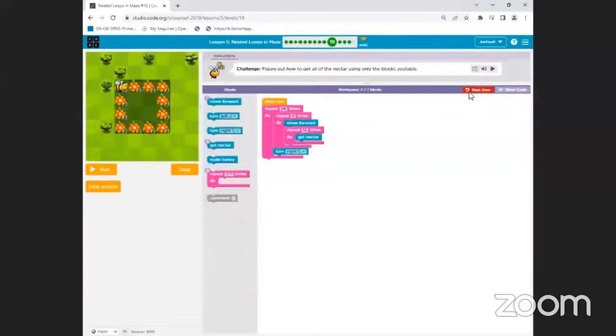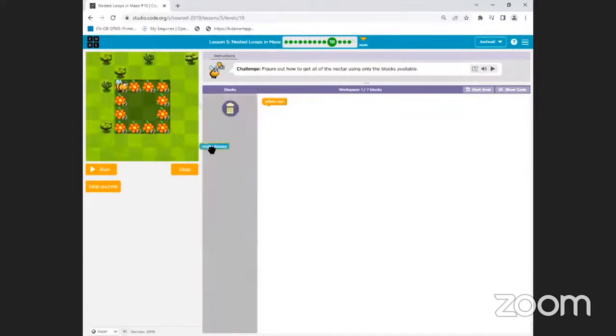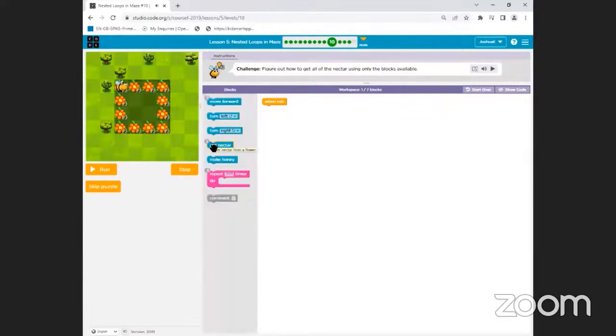This is now a challenge puzzle here. Figure out how to get all the nectar using only the blocks available. So there's 12 nectar in each flower, so we'll have to go around multiple times. The make honey we don't need, it's just a new block. And there's now only 1 get nectar, 3 repeat, and 2 move forwards. So let's have a repeat, and I'll definitely want us to do get nectar, then move forward. So I'm going to try this since 12 nectar in each of them.